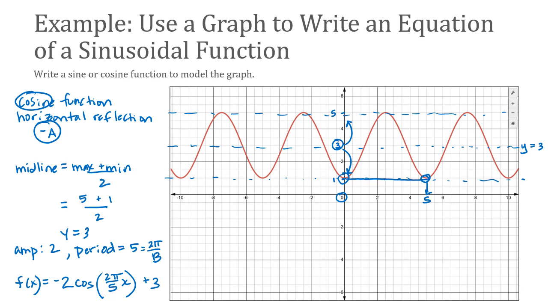And I believe that the function negative 2 times the cosine of the quantity 2 pi over 5 x, plus 3, if I were to put that into Desmos or put that into a graphing device, that I would get the picture of the graph that we see modeled on this slide. And you should try it. You should give that a try and see if it works. I think it will.